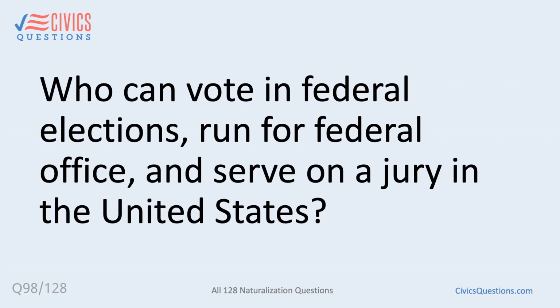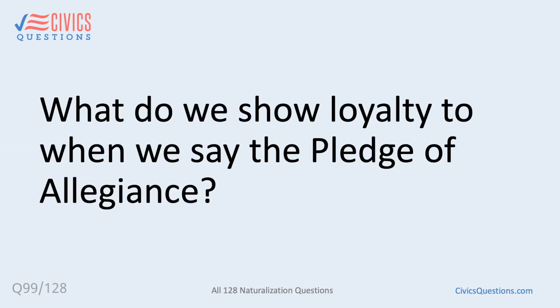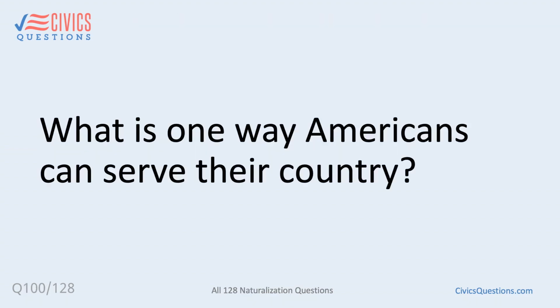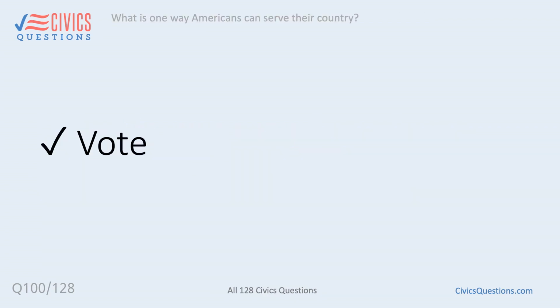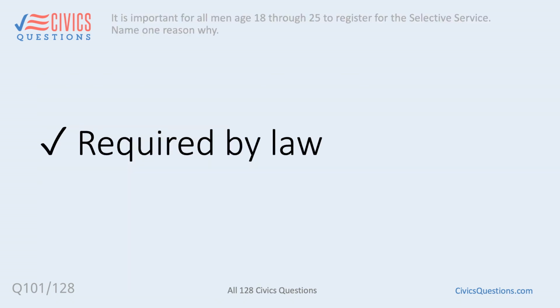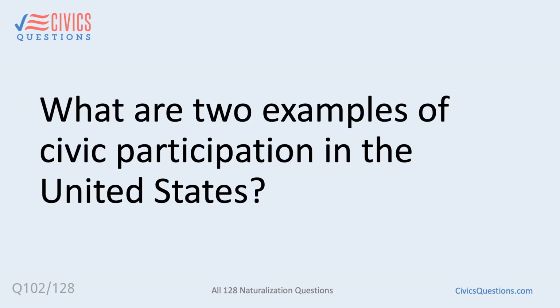Who can vote in federal elections, run for federal office, and serve on a jury in the United States? Citizens. What do we show loyalty to when we say the Pledge of Allegiance? The United States. What is one way Americans can serve their country? Vote. It is important for all men age 18 through 25 to register for the Selective Service. Name one reason why. Required by law.